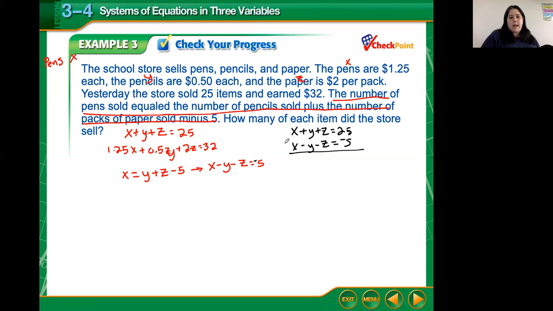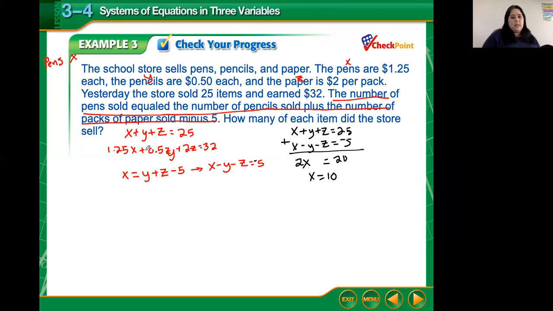And so we're adding here. So we're going to get 2x. My y's cancel out. My z's cancel out. And we're left with 20. And we can actually go ahead and simplify this and get x equals 10. That's great and all, but we still need to get y.